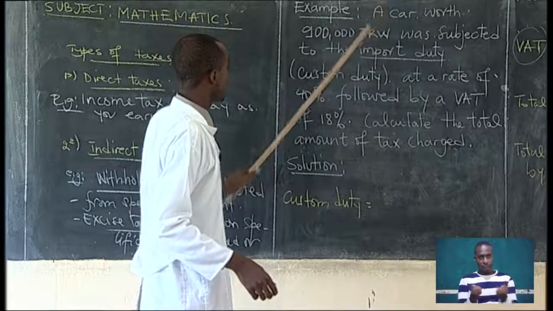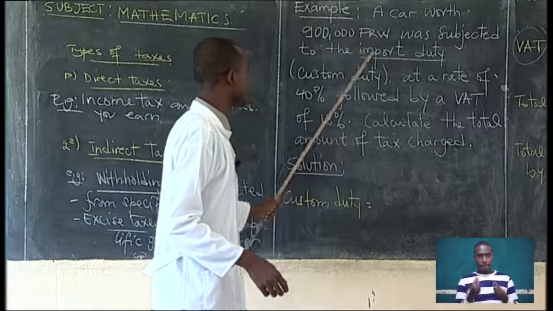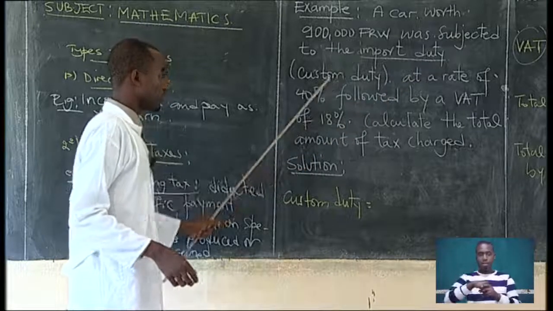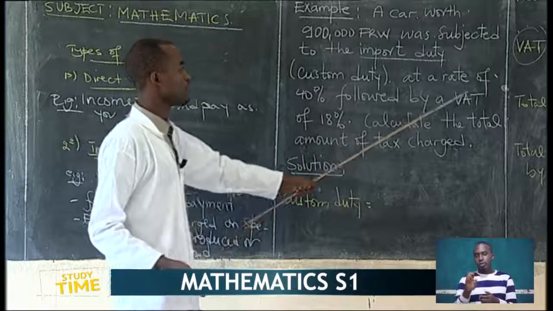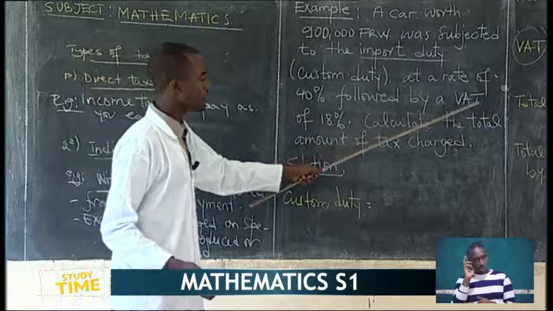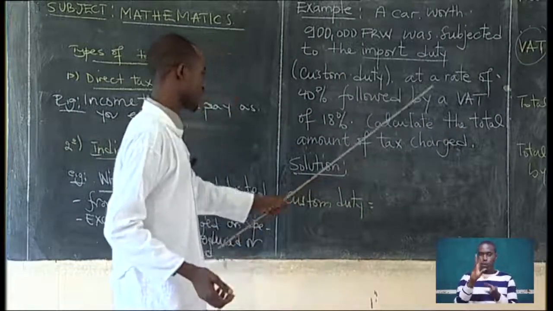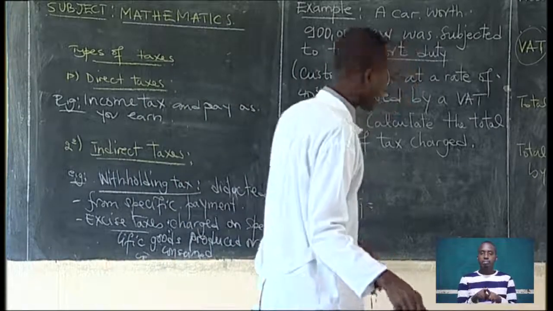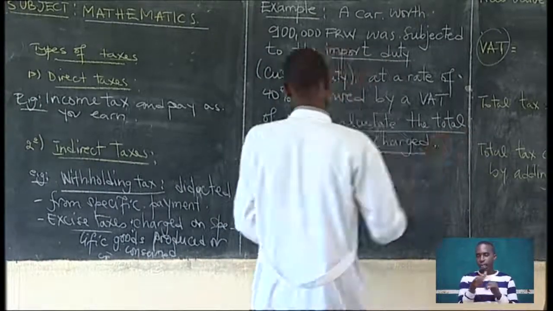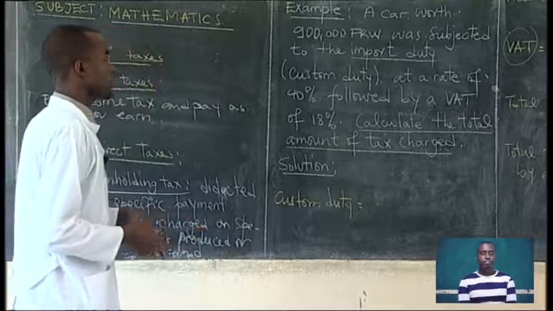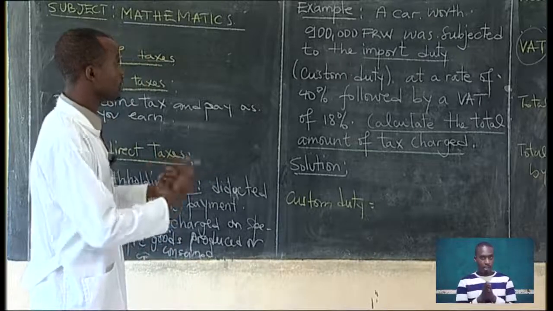a car worth 900,000 Rwanda francs was subjected to the import duty, what we call custom duty, at a rate of 40% followed by a VAT. You remember what it means, value added tax of 18%. You calculate the total amount of tax charged. We are asked to calculate the total amount of tax charged. So now, as you can see, we have a car, and it was subject to the import duty.